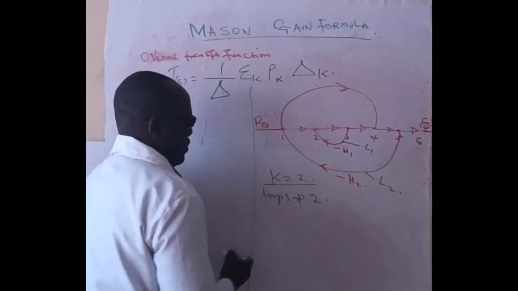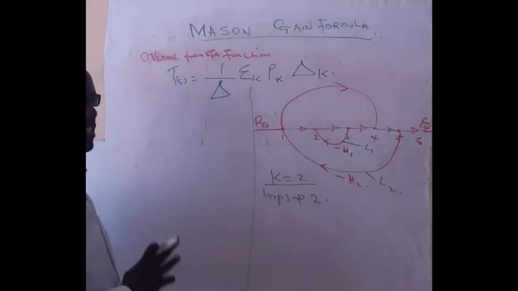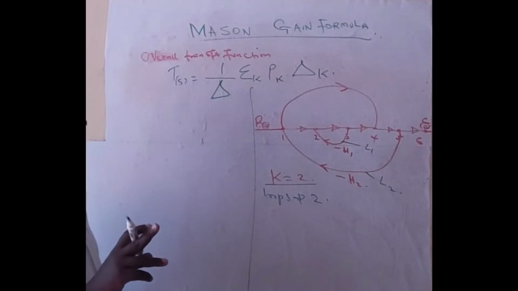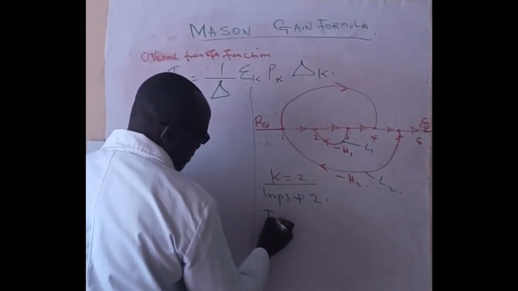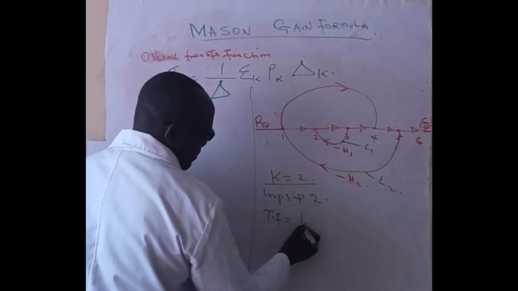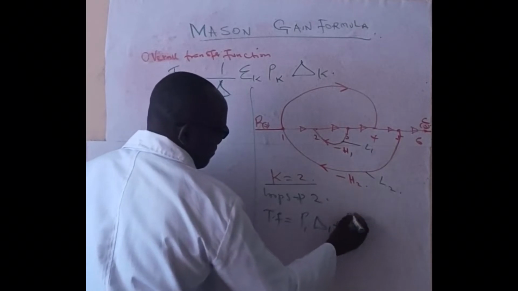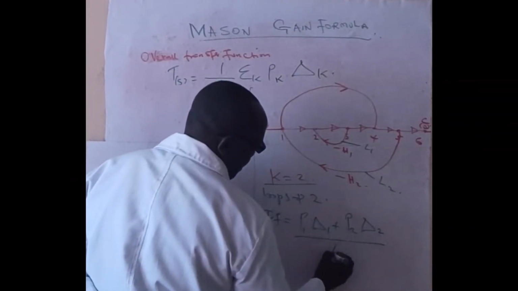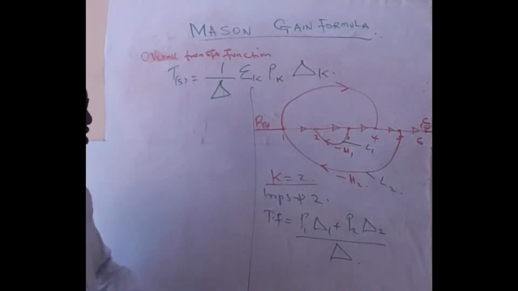So our formula is this, but now, since we've got two forward paths, our transfer function will be P1 delta 1 plus P2 delta 2, all over the overall delta. So this is going to be our formula.